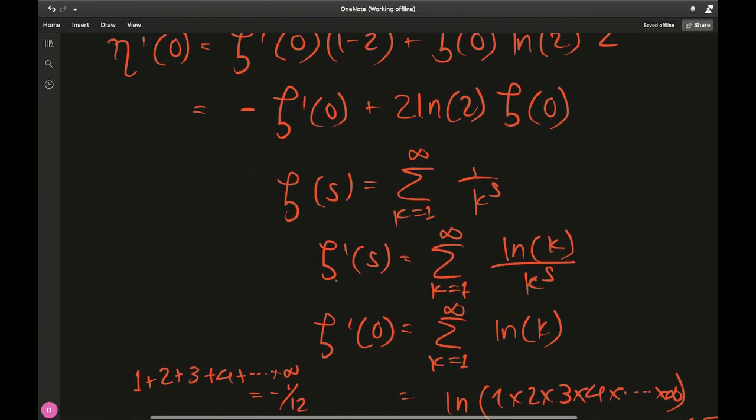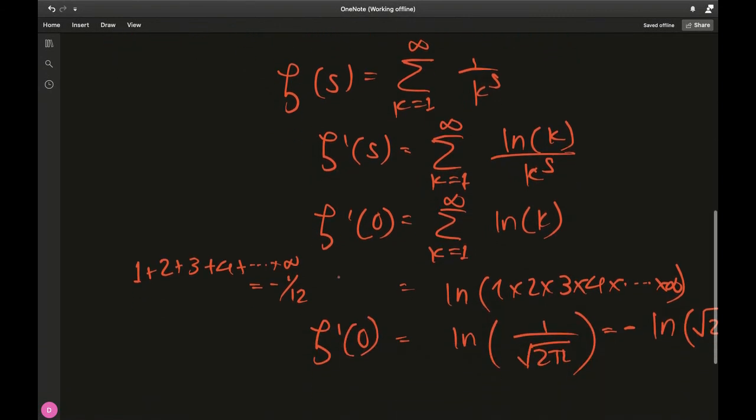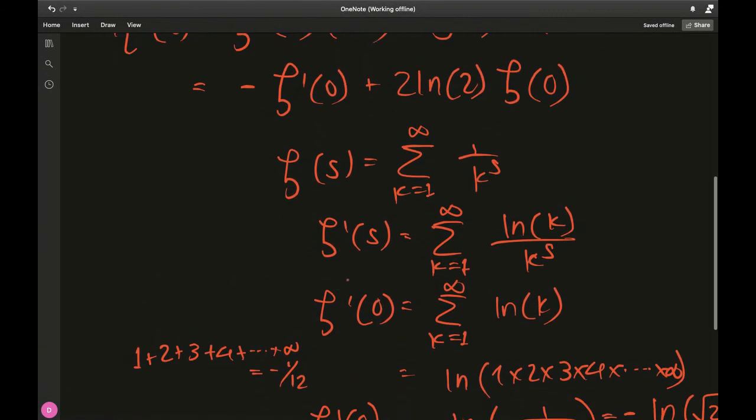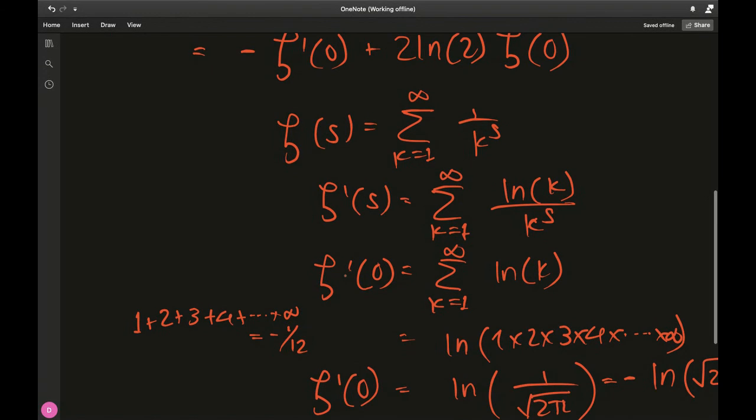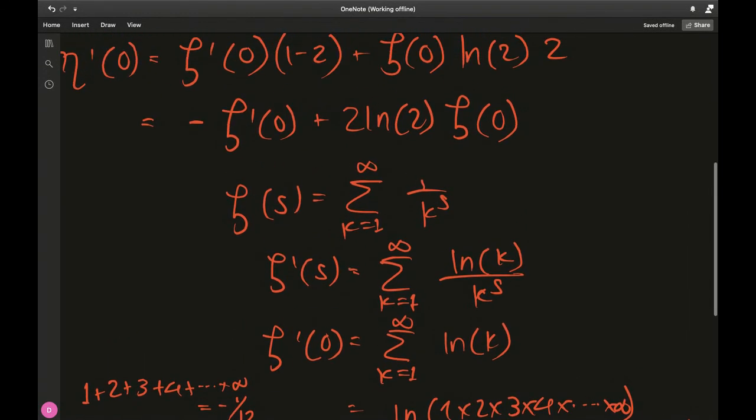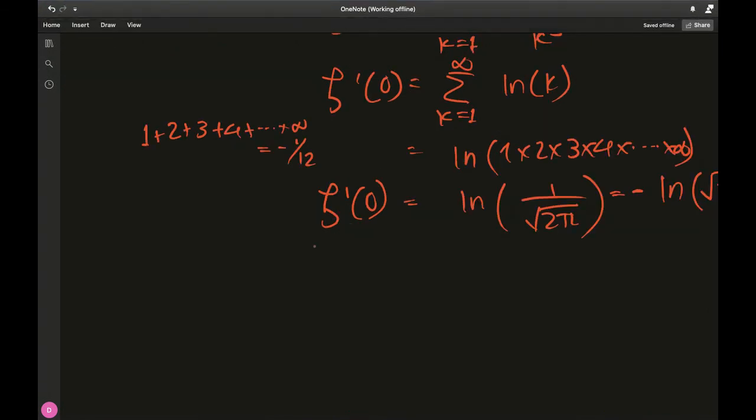Okay, fair enough. And what's Riemann zeta of 0? Okay, so for Riemann zeta of 0, it's actually not as simple as it seems. So we need to consult this equation again.